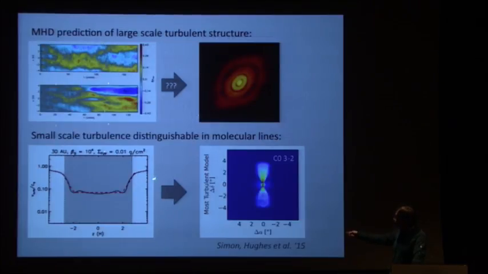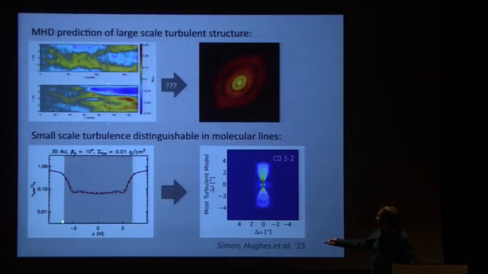So if you observe in the disk atmosphere, perhaps with a quite optically thick CO line, you would expect to see high velocities. If you observe closer to the disk midplane, perhaps with an isotopologue of CO, you would expect to observe much lower velocities. We've been making predictions here in channel maps for CO 3-2, for example, for what you should see based on these MHD calculations. And we have some ALMA data from cycle 2, which hopefully will test that.